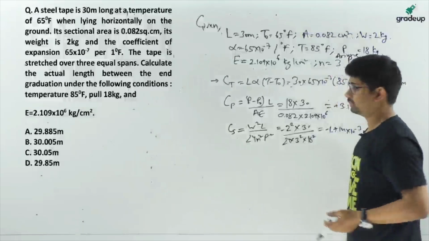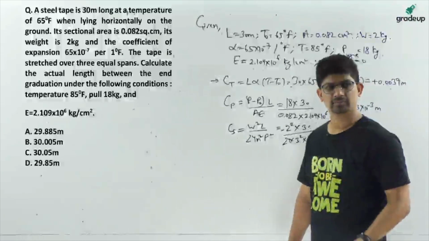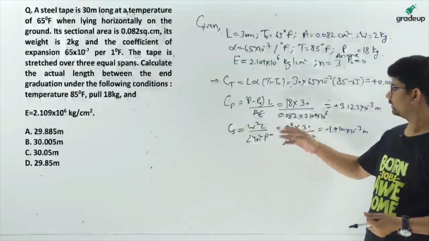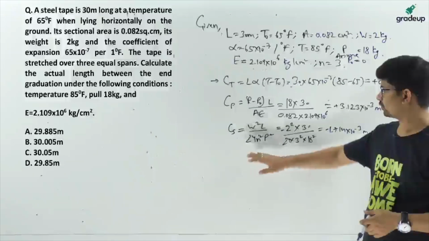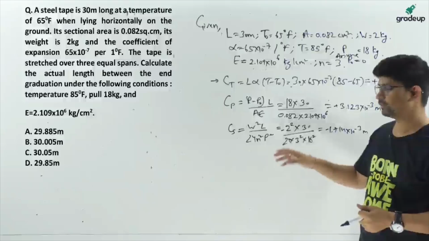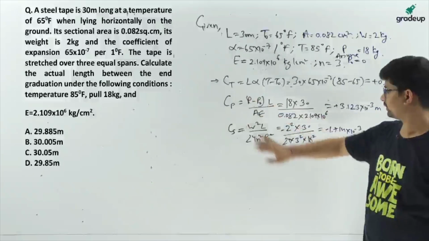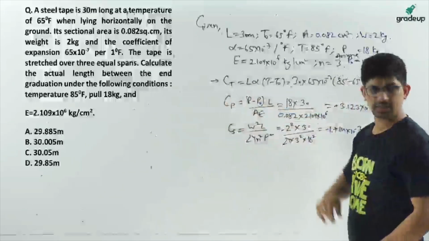Okay. So only 3 corrections will be there. There won't be any correction for elevation or for slopes, and any other corrections are not mentioned. So we'll only do these 3 corrections.